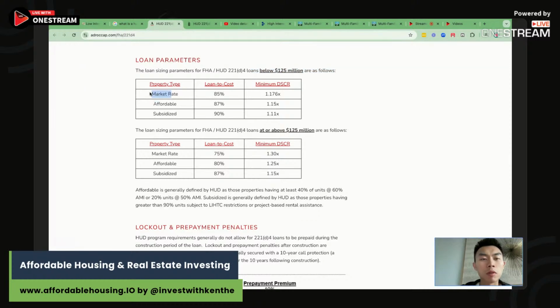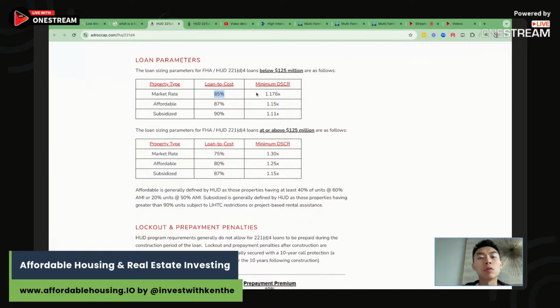If you have a market rate unit, as long as you can demonstrate that there is a housing need in that area, that's one of your first requirements for a HUD loan, or for multifamily specifically. If you do that, you have an 85% loan to cost. That means that if you have a $100 million project, including land, soft costs, and hard costs, you can get a loan for 85 million.